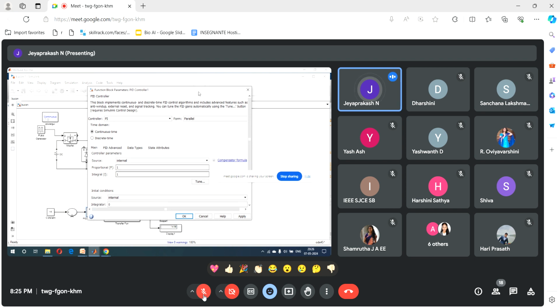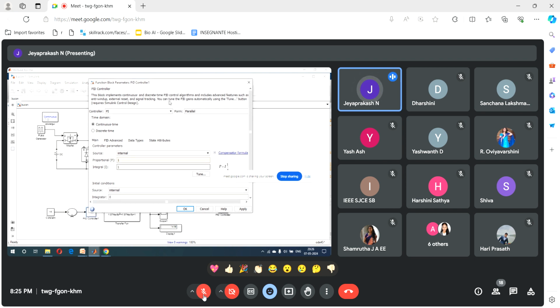Initially, you are going to apply either a PI controller, a PID controller, a P controller or an I controller, whatever it may be. First, you can set the initial values to 1 and 1.